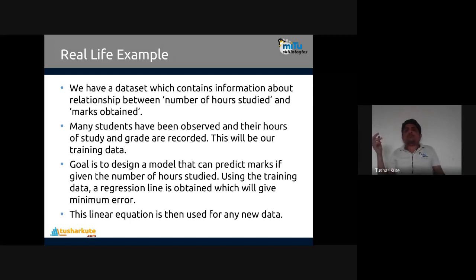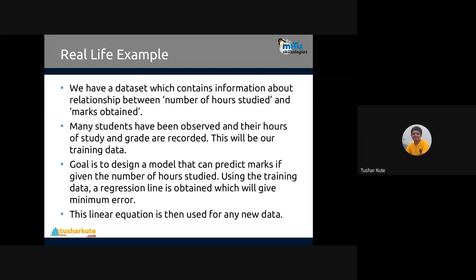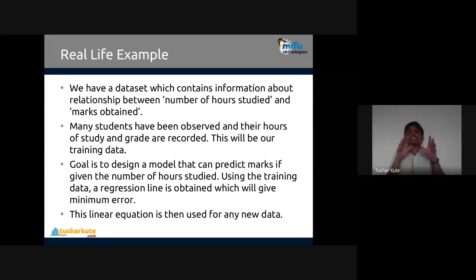If you put that in the form of a 2D plot, we can have a line generated there. This linear equation is then used for any new data, so we can predict. The same thing will happen, for example, with years of experience and the salary of that person. They are linearly connected. Experience increases, salary increases. Correct. So we'll build a linear regression model, and now we can see in future, after 10 years, 15 years, 20 years, 25 years, how much salary I will have.